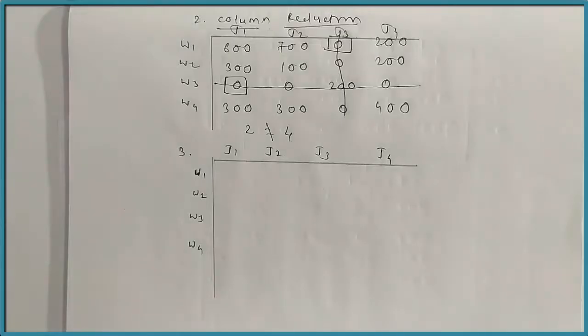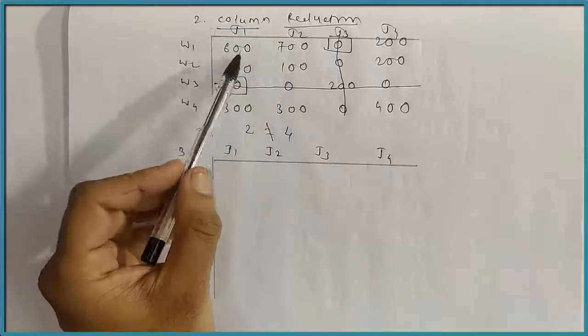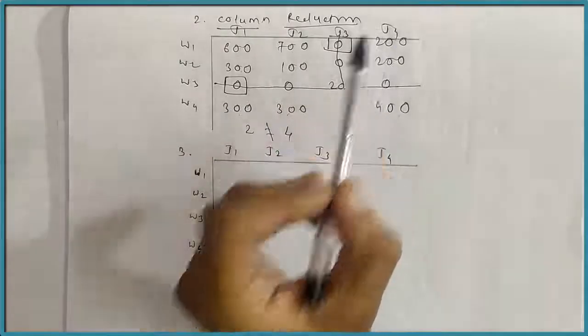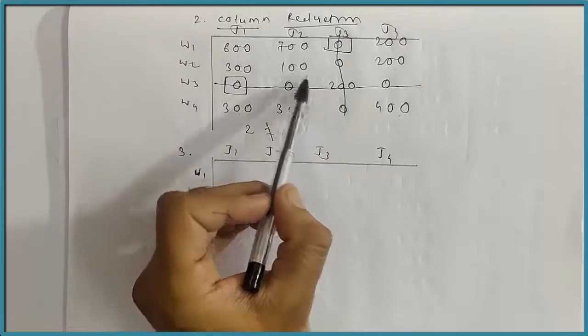Now from these uncovered elements, identify the smallest number. The smallest number in the uncovered elements is 100. Subtract this 100 from the uncovered elements 600, 700, 300, 300, 300, 400, 200 and 200, and add that 100 to the intersection number of the 2 lines: 200 plus 100.